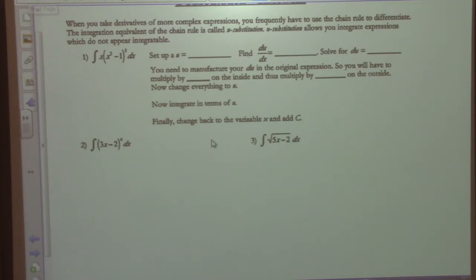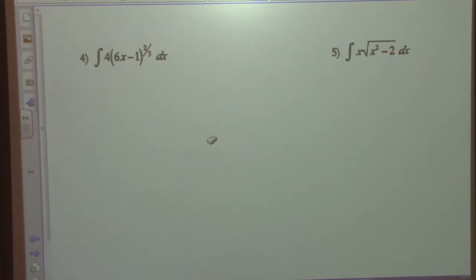All right. What I want to do is go work out problem 4. I think I can do this one. I'll choose somebody for number 4. And what is your u going to be for this thing?